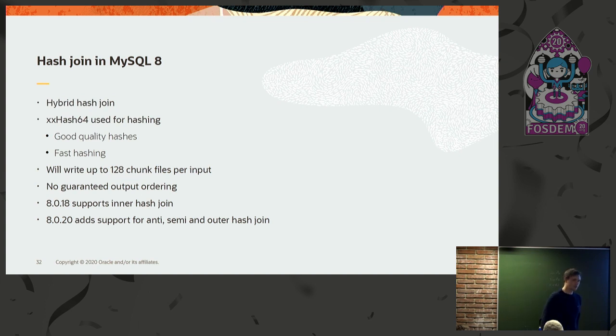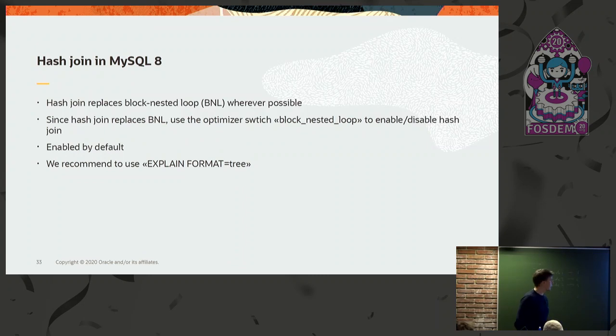With hash join, you have no guaranteed output ordering anymore, which you might have been used to with the nested loop algorithm. 8.0.18 supports inner hash join, but in the upcoming 8.0.20 release, we also added support for the rest of the join types: semi-join, anti-join, and outer hash join. Currently, hash join replaces block nested loop whenever possible, which is in almost every possible case. Since hash join replaces block nested loop, you have to use the optimizer switch block_nested_loop to enable or disable hash join. It is enabled by default.